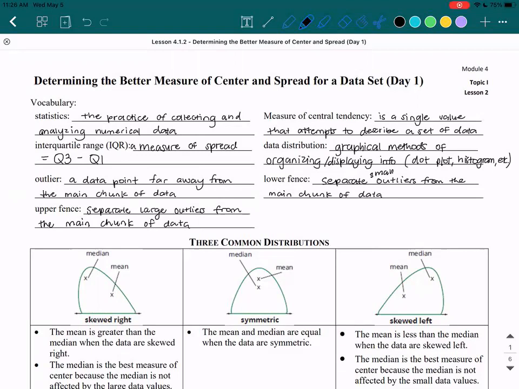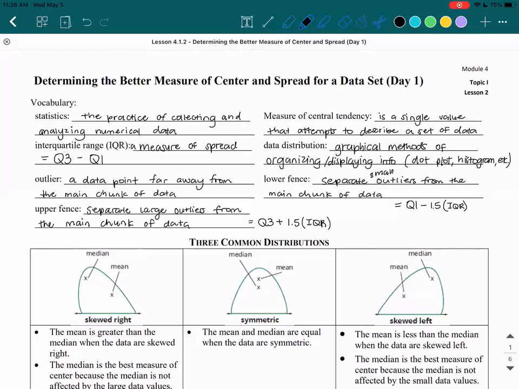Actually, you know what? I'm going to put in their formulas right now. So the lower fence formula will be equal to Q1 minus 1.5 times the IQR. Remember, the IQR is the interquartile range. And then your upper fence formula is Q3 plus 1.5 times the IQR.